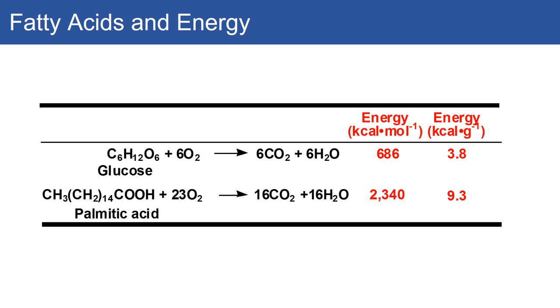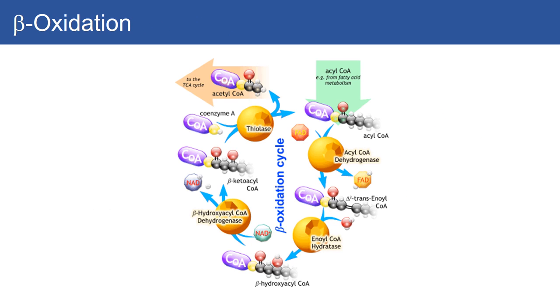This is as an introduction. Glucose generates about 186 kilocalories per mole, whereas if you take a palmitic acid, which is a very common lipid, you end up with 2,340 kilocalories per mole. So you end up with a little over 3 times the energy generated per gram.